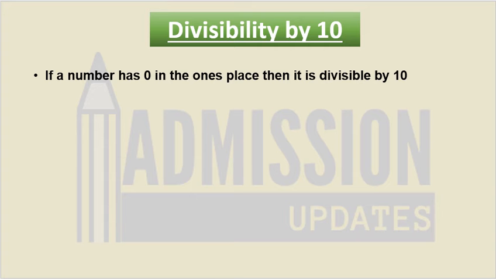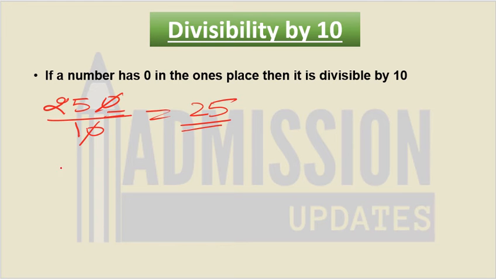So here it is mentioned that any number which has 0 in its ones place or units place, then it is divisible by 10. For example, let us take a number 250. Here the units place is 0, so when you will divide it by 10, the answer will be 25.